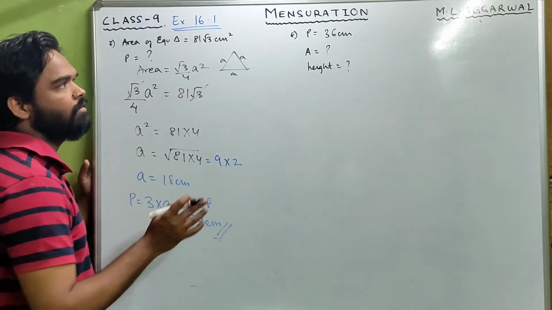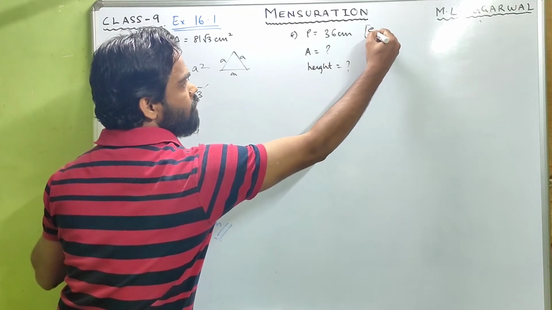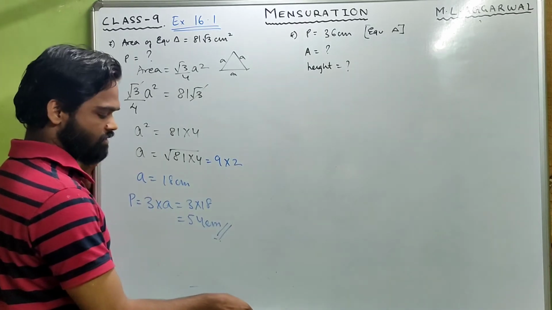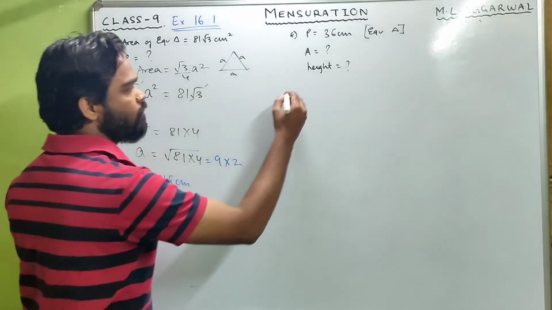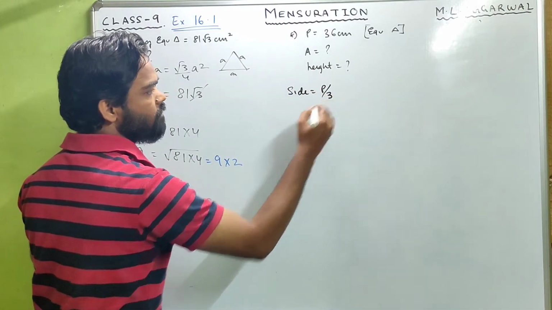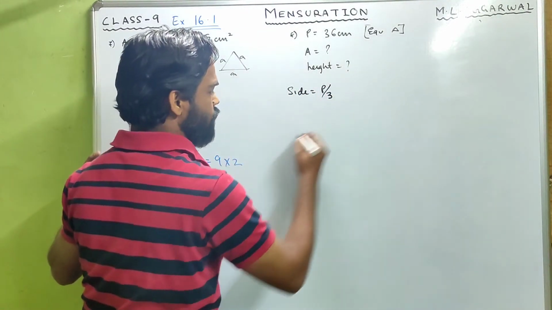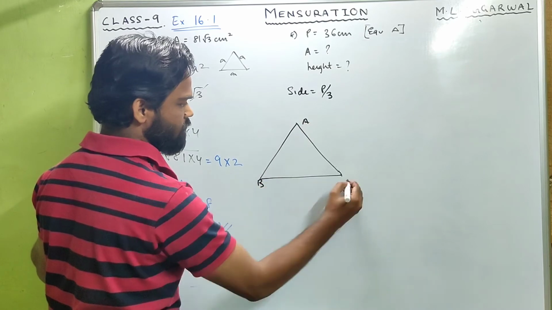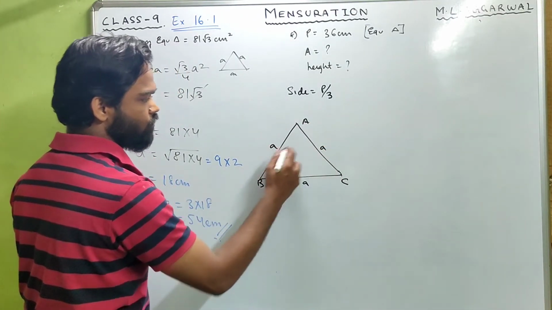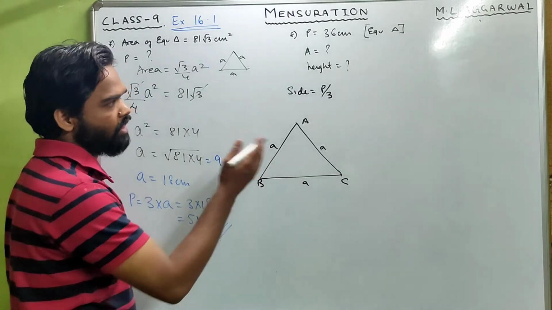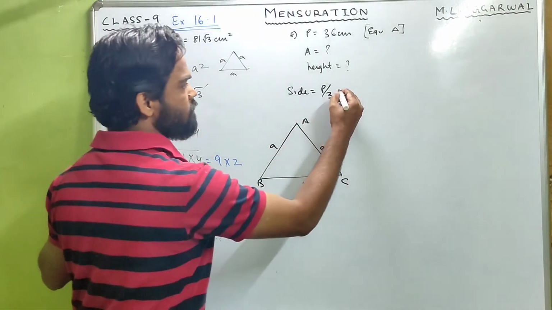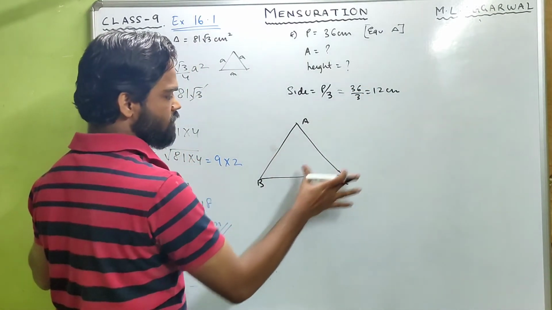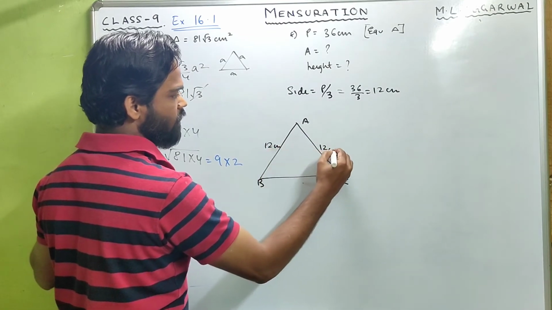Done. Now see number 8. Again, that's an equilateral triangle. The perimeter they have given as 36 centimeter. They have asked the area and the height. So the side will be P by 3 because all the sides are same, isn't it? For an equilateral triangle, just look over here. A, B, C. This is A, this is A, this is A. So 3A equals to 36, the perimeter. So A will be what? P by 3. So each side is what? 36 by 3. That's 12 centimeter. So each side of this equilateral triangle is 12 centimeter.